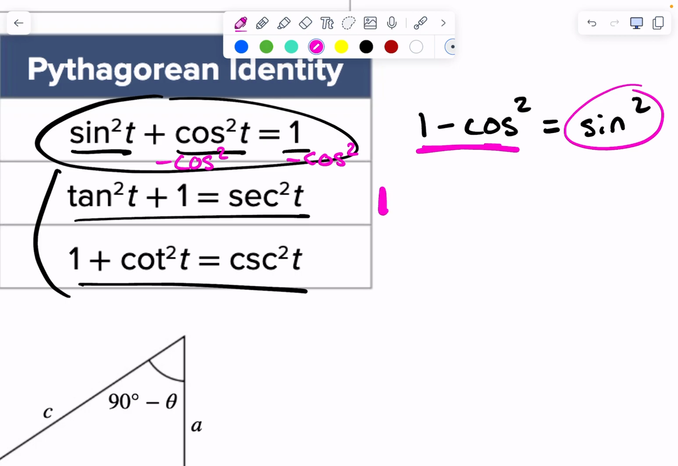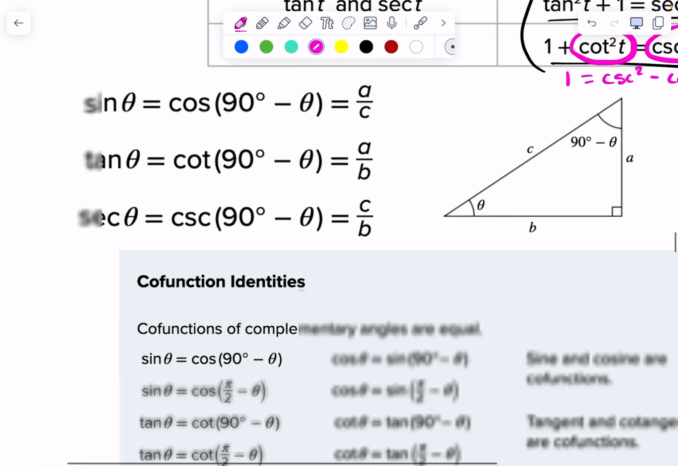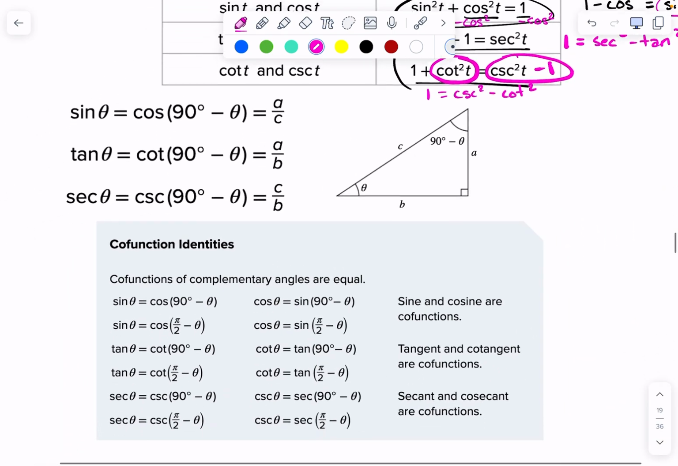Like 1 here is equal to secant squared, and then what? Minus tangent squared, right? I can move stuff around, okay? This would be 1 equals cosecant squared minus cotangent squared, etc. I can move stuff around however I want. Does that make sense? Or maybe I'm solving for cotangent squared in this bottom one. So this guy is equal to this guy minus 1. Do you see how that works? I can move all that stuff around however I want. Got it? Okay? All right, let's go down here and let's do, I don't want to talk about those yet.